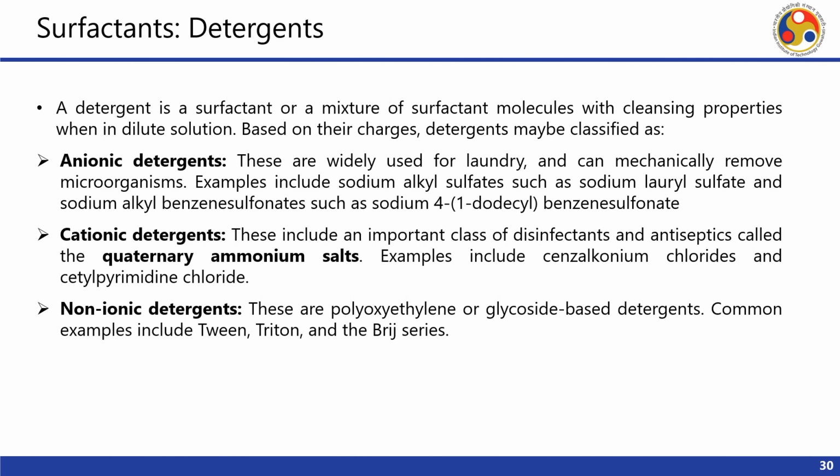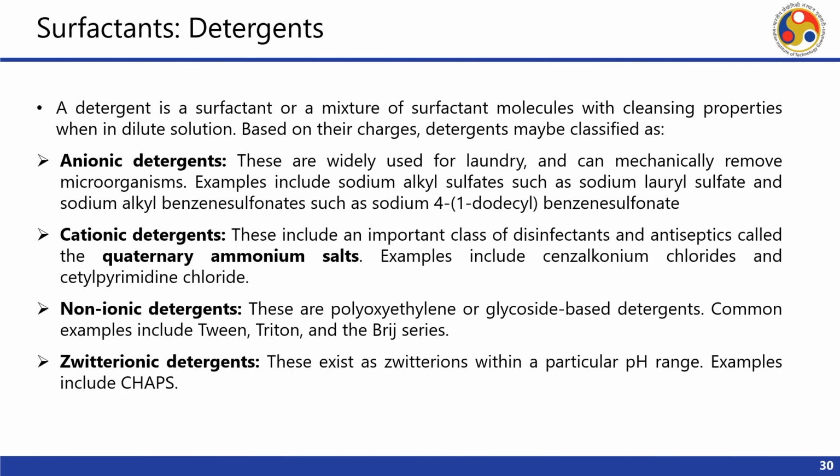Then we have non-ionic detergents, which are neither cationic nor anionic, like polyoxyethylene or glycoside based detergents. Some of the examples include Tween, Triton and the Brij series. Then we have zwitterionic detergents. These exist as zwitterions within a particular pH range. Examples include CHAPS. Let us now discuss the quaternary ammonium products, or briefly, QUATs.